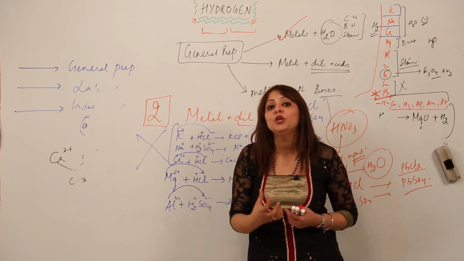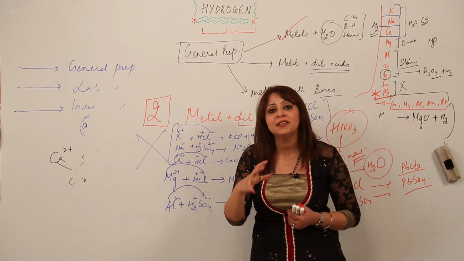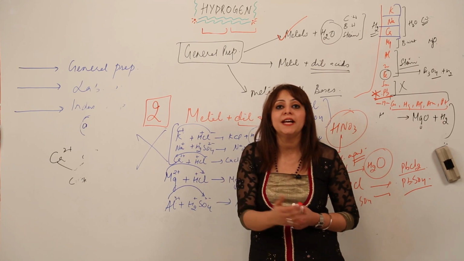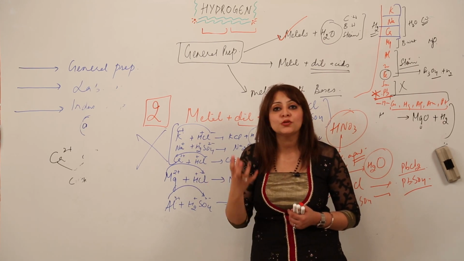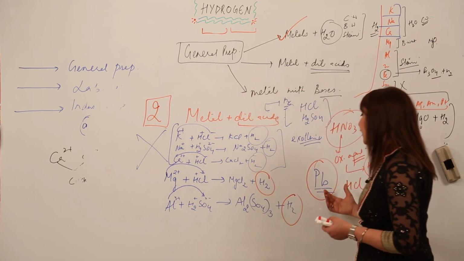That means that we cannot use lead, because in lead only the surface is reacting, and after that it is just forming a layer which does not allow the lead to react. So that means most of the lead remained unreacted. So that means the lead cannot be used.